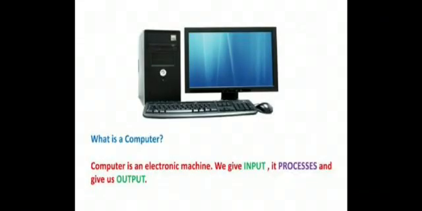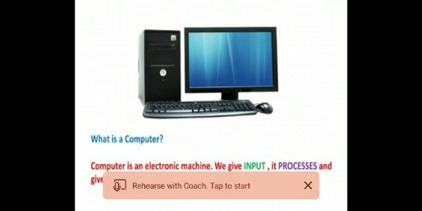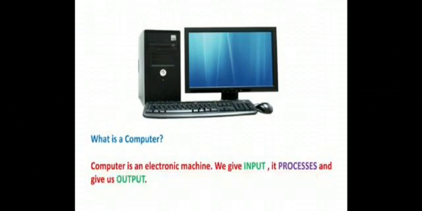First of all, we are going to revise what is a computer. So computer is an electronic machine. We give input to the computer, it processes it and gives us the output. So it's a definition. It's an electronic machine because it works with the help of electricity, and we give instructions to the computer, that is input. It processes it and it gives us the result on the monitor.